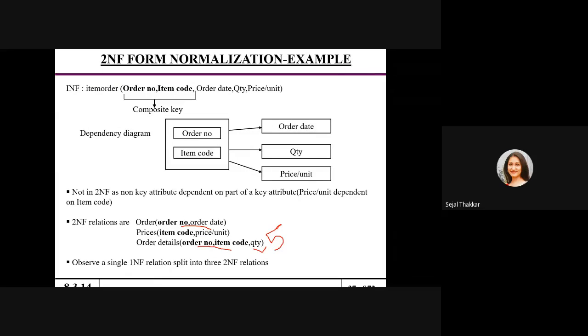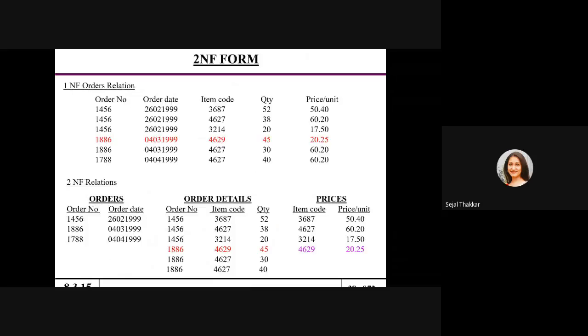Now we have to observe that the single first normal form relation is split into 3 second normal form relations. The first normal form consists of order number, date, item code, quantity, and price. Now in second normal form, it is divided into 3 different tables. So all non-key attributes functionally depend on the whole primary key, not only a part of it.